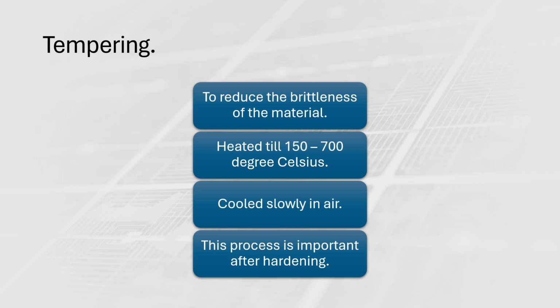Moving on to tempering. Tempering is used to reduce the brittleness of a material and adjust its hardness to a more balanced state. The metal is heated to a range between 150 and 700 degrees Celsius, or 302 to 1292 degrees Fahrenheit. After reaching the desired temperature, the metal is held for some time and then cooled in the air. This process is especially important after hardening, as it helps achieve tougher materials that aren't as brittle, making them more reliable in applications where both hardness and toughness are needed.